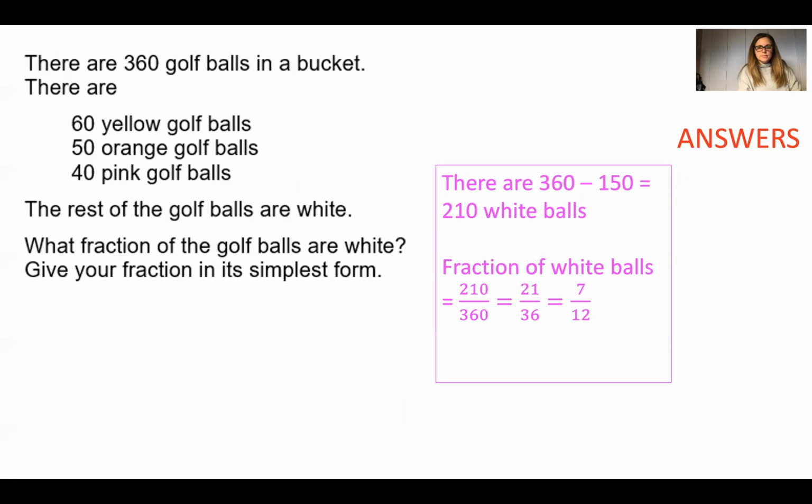Okay. So we know that there are 210 white balls because we've subtracted the total of the yellow, orange and pink. We want the fraction of white balls. So we know that we've got 210 is the number of white balls over the total of 360. And then we can simplify that down firstly by dividing the numerator and denominator by 10 and then by 3. You could divide by 30 if you can work out that both of these numbers are multiples of 30.